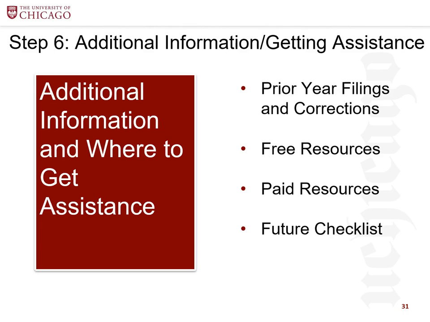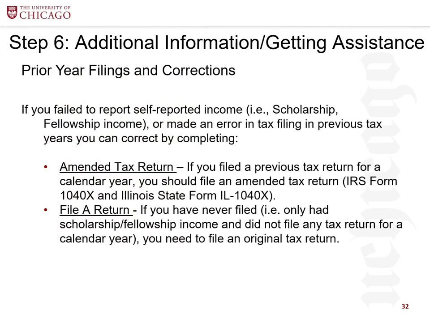Section 6, additional information and getting assistance. We're going to talk about prior year filings and corrections, free resources, paid resources, and a checklist for the future. Prior year filings and corrections.